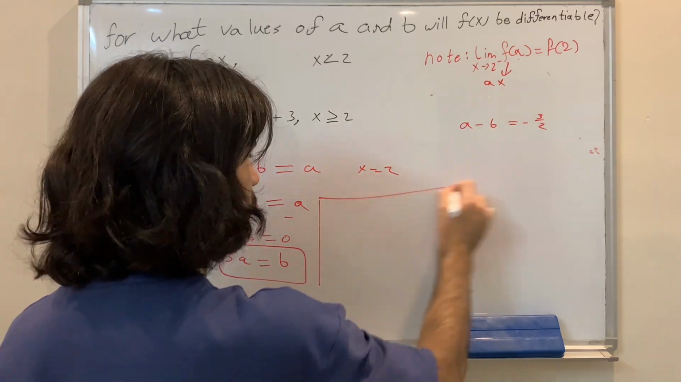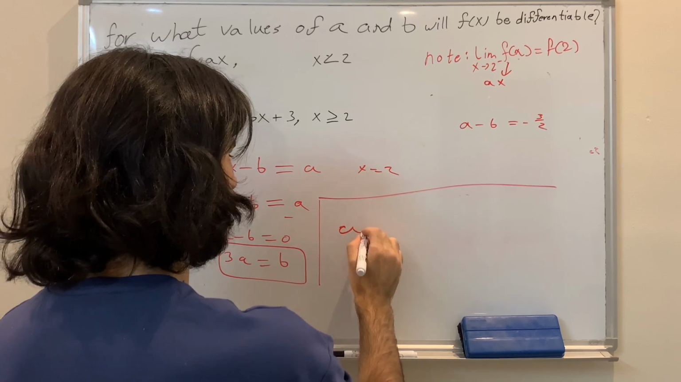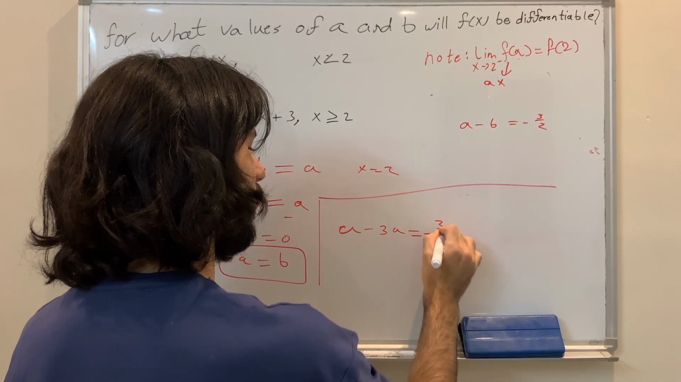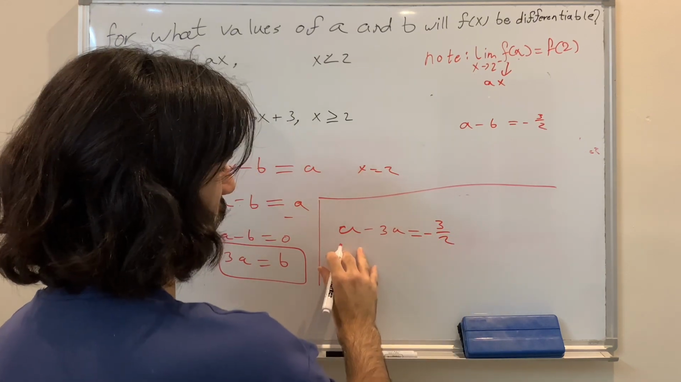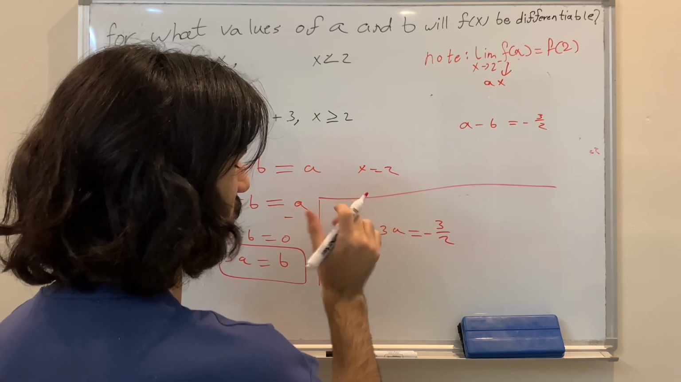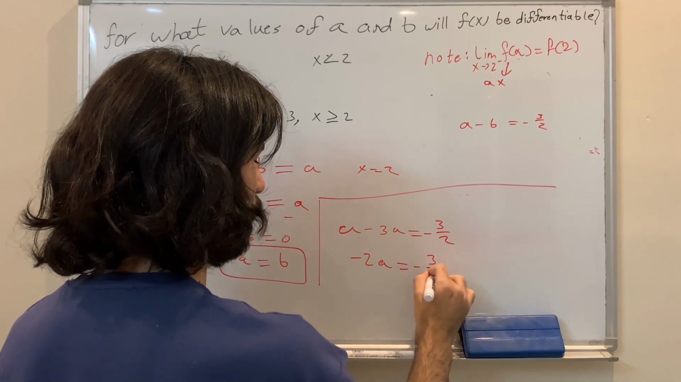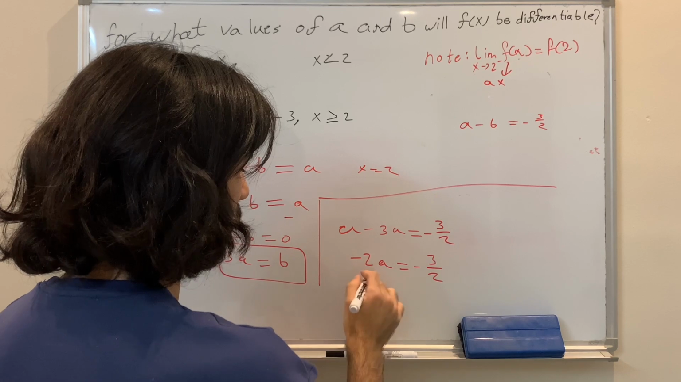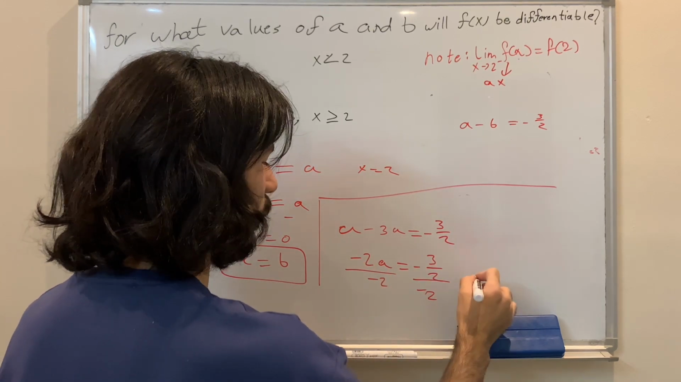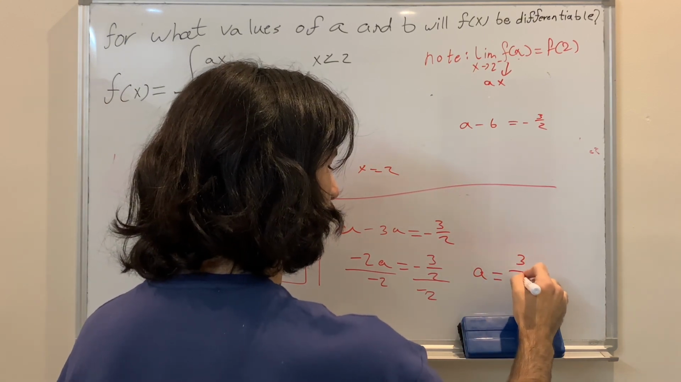So we get a minus 3a equals negative 3 over 2. Because of this, we're going to get negative 2a equals negative 3 over 2. And then we just divide by negative 2 on both sides, which is going to give us a equals 3 over 4.